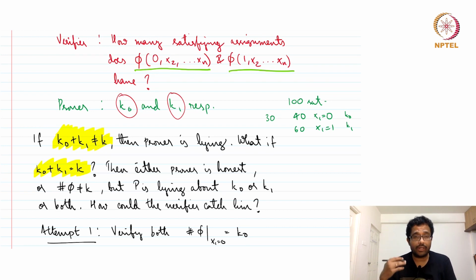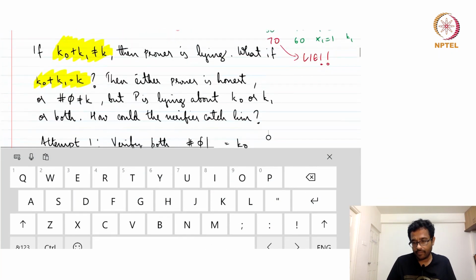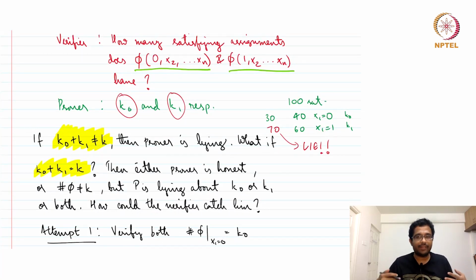But the prover is trying to convince the verifier that there are 100 satisfying assignments. So what does he do? He could possibly lie and say there are 70 satisfying assignments when x1 equals 1. This is a lie, because he just wants to say it is 100. So this is something that can happen. Or maybe both of them are lies. Now how does the verifier catch this? There should be some way, since these numbers themselves may not be the actual numbers. So how does the verifier catch this?